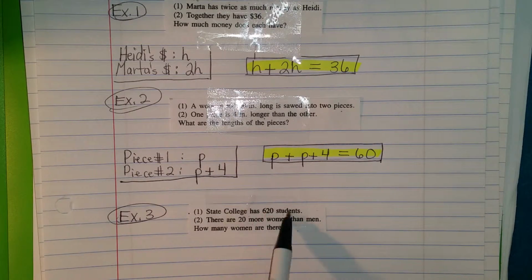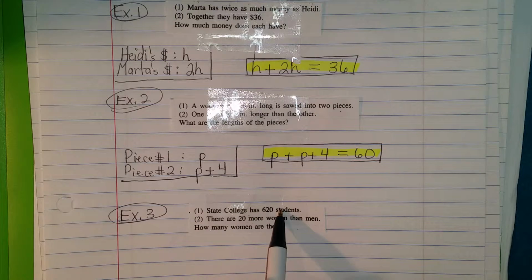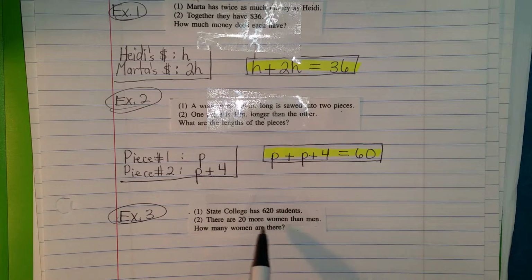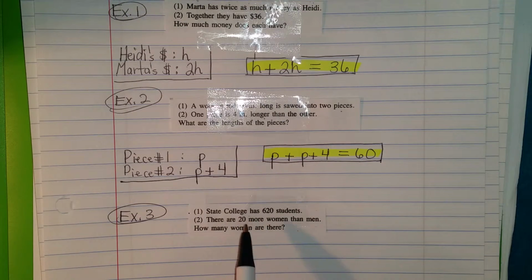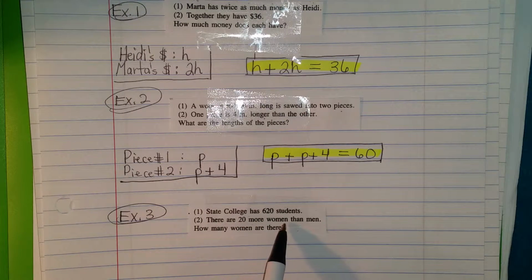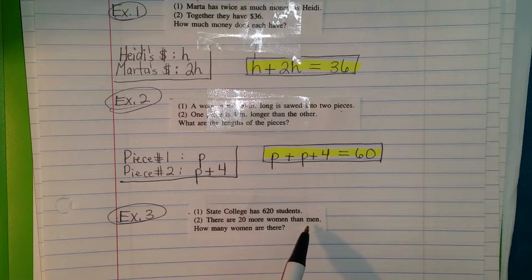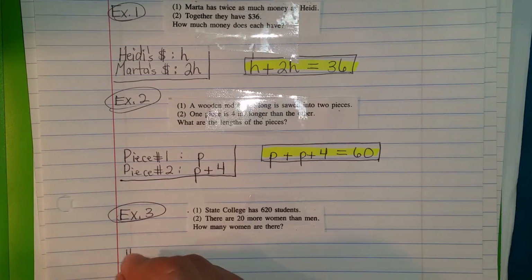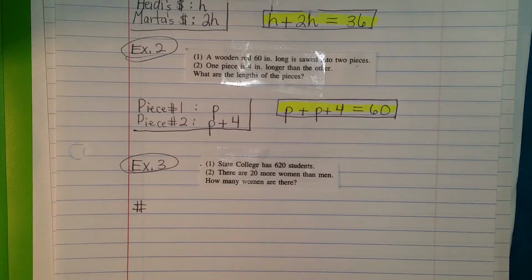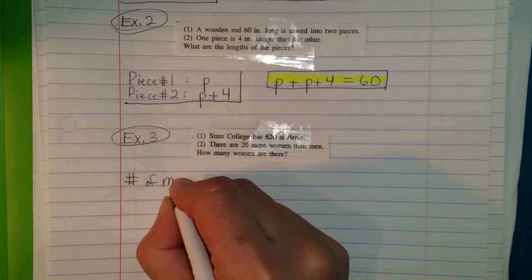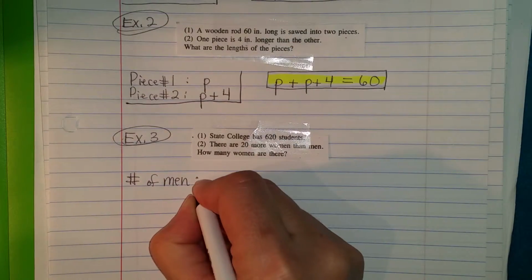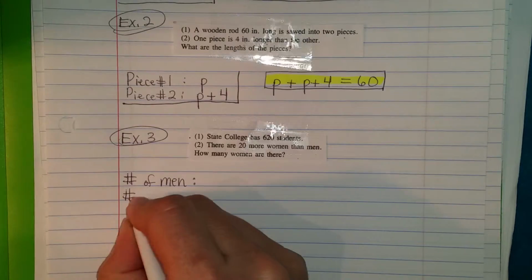So I already know that sentence 1 has to be used to write the equation. This sentence 2 is going to be used to define my variables. There's 20 more women than men. Well, there's fewer men than women, so I'm going to use M as my variable. So the number of men and the number of women, those are my two variables.